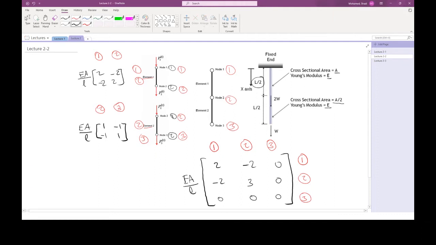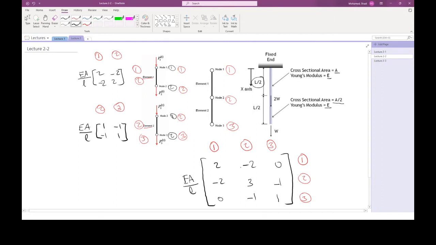And then I have 3 and 2. So this is a 3 and 2. So this is going to be 0 added to -1 is -1. And then I have a 3 and 3. This is +1. And finally, I have 2 and 3. This is -1.